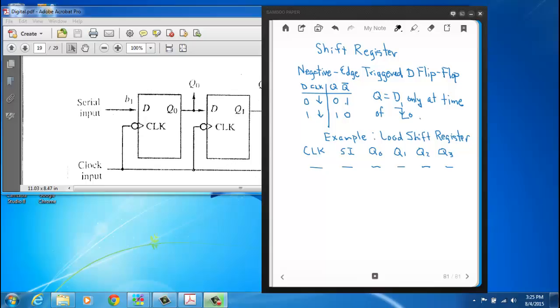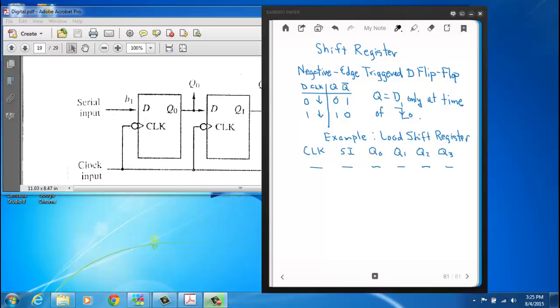We talked about this in a previous video, and remember that the operation of this type of flip-flop can be summed up as: the output Q will equal the input D only at the time of the 1 to 0 clock transition. For all other times, the outputs are going to remain the same no matter what the D input is doing. So again, this type of flip-flop stores data at all times except for this negative edge. The only possible time Q can change is at the time of this 1 to 0 transition on the clock input.